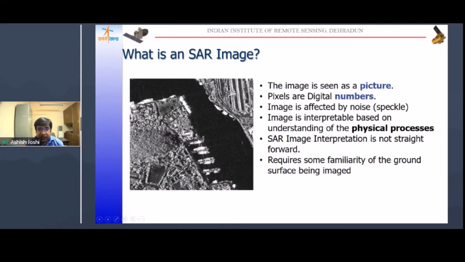So the SAR image is simply pixels, which are digital numbers that are complex in nature, and it is affected by speckle, and it has an inherent physical process behind it. So we require some physics, and we have to understand some physics behind it.